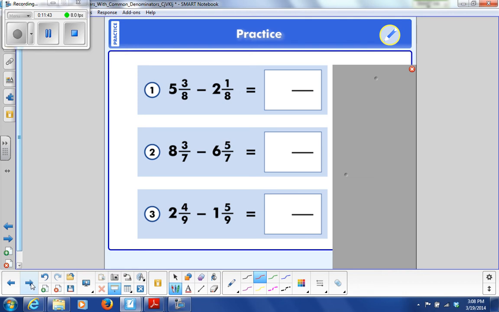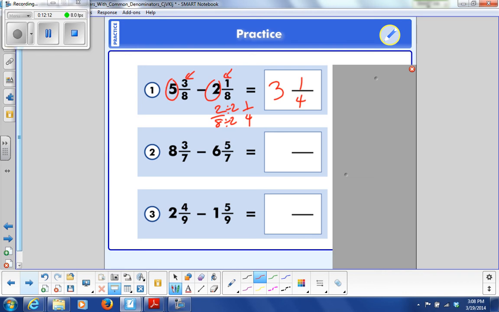All right, welcome back. So you should have been able to just do this because I've got a bigger number here than here, so I can just solve it normally. So 5 minus 2 is 3, and 3 minus 1, I'm going to do it down here. 3 minus 1 is 2/8. I'm not going to put that over here yet because it needs to be simplified. So I can divide this by 2 and get 1/4. So my answer would be 3 1/4.